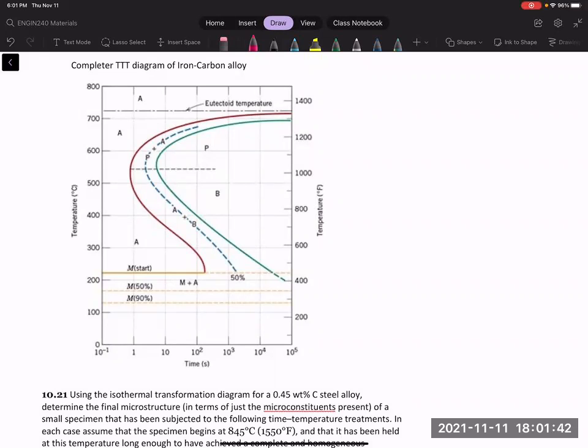So for example, this one here is a complete TTT diagram. The complete TTT diagram has several symbols on this diagram. This A here represents the gamma, the austenite steel. The P here represents the pearlite. The B here represents another microstructure called the bainite. The N here is called the martensite.